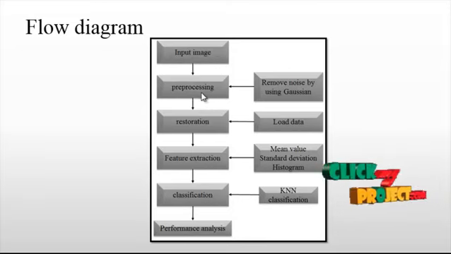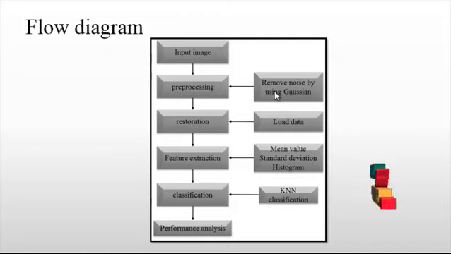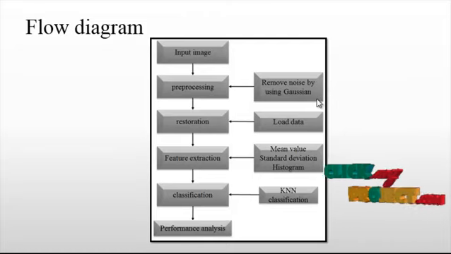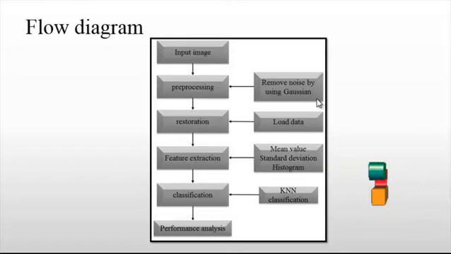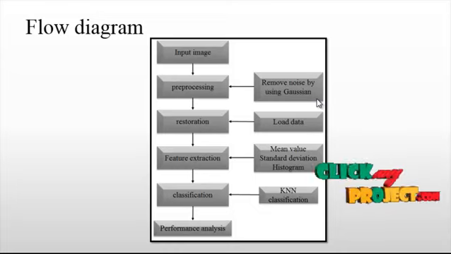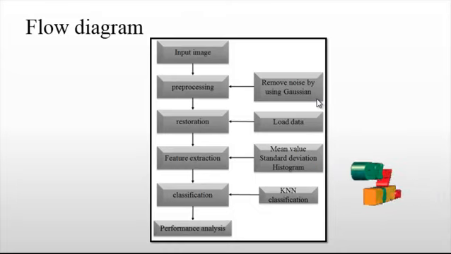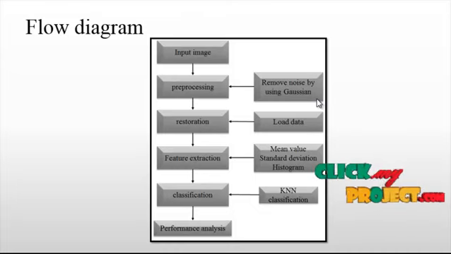And then the pre-processing step. In the pre-processing step, we remove the noise by using a Gaussian filter. The Gaussian filter is commonly used as a pre-processing stage in image processing. A Gaussian blur, also known as Gaussian smoothing, is the result of blurring an image by using a Gaussian function. It is a widely used effect in graphics software, typically to reduce image noise and reduce detail.